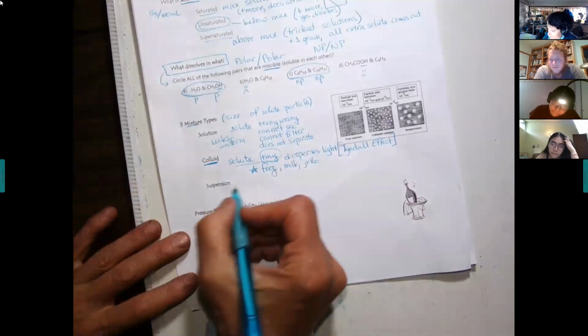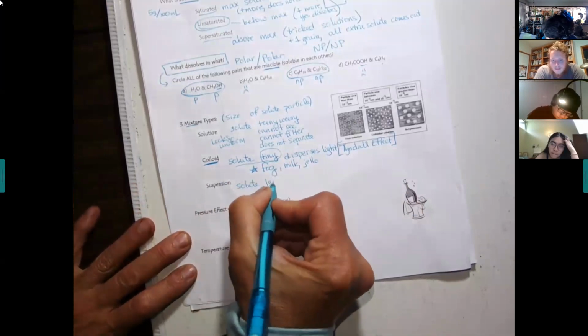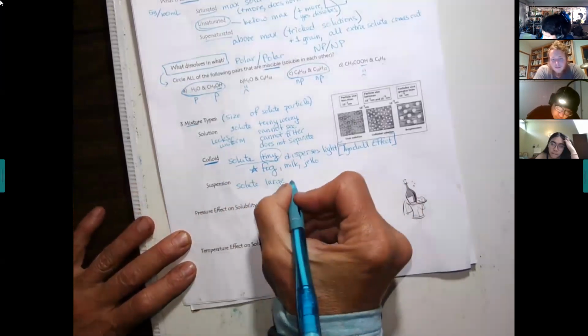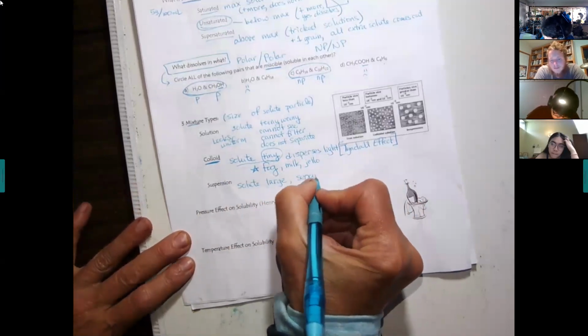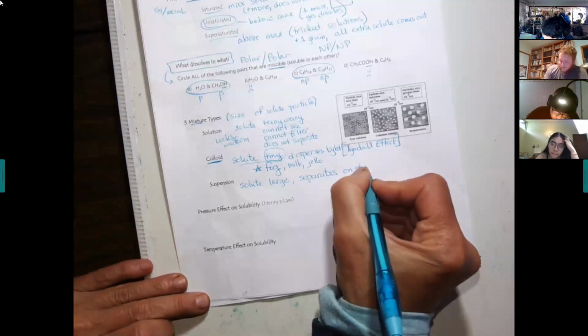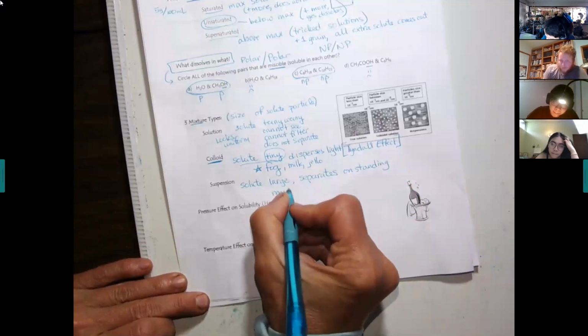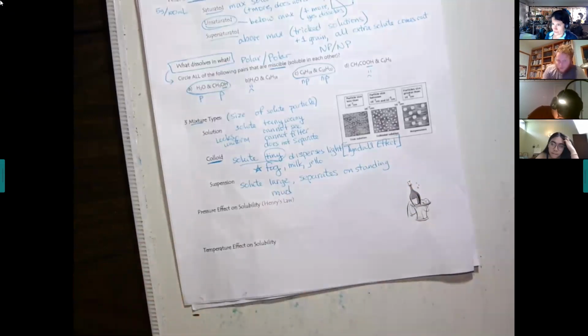And another example of a colloid, well, actually, let's do a suspension. In a suspension, the solute is large, and it separates on standing. The big examples here would be mud. Right now, we just had a big storm this afternoon, which is really cool. So there's lots of mud puddles, and if you let them just sit and it stops raining, the mud does eventually settle.